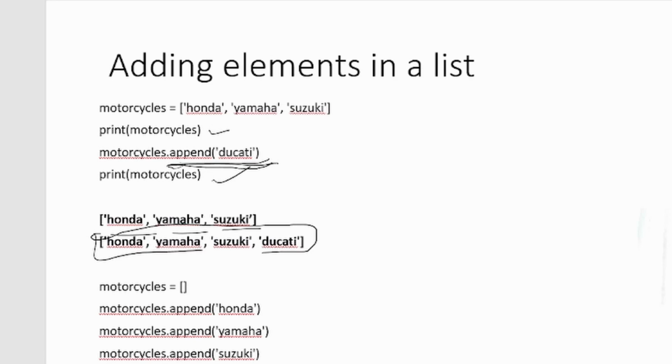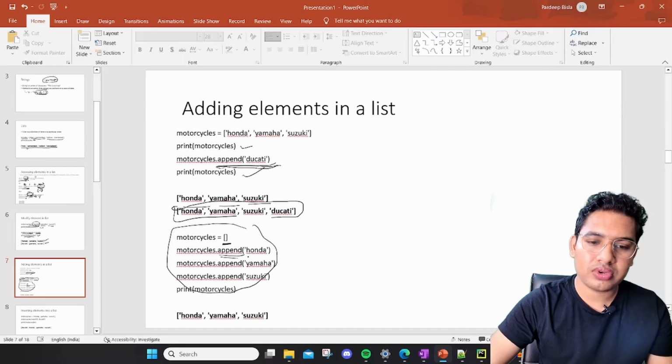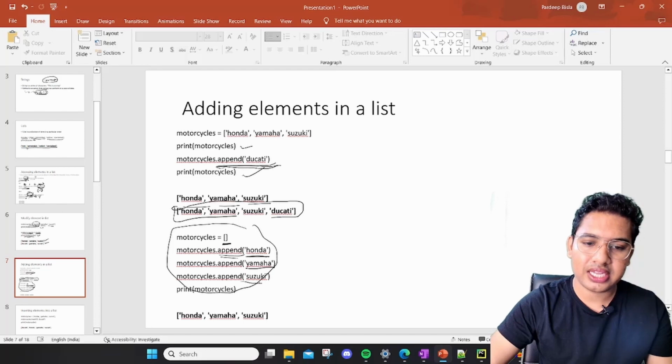We can also create our own list using this append method. In this program, at first the list was empty, and then we used the append method to insert values in this list. First we inserted Honda, then Yamaha, and then Suzuki. When we append these values, they are added into the list.